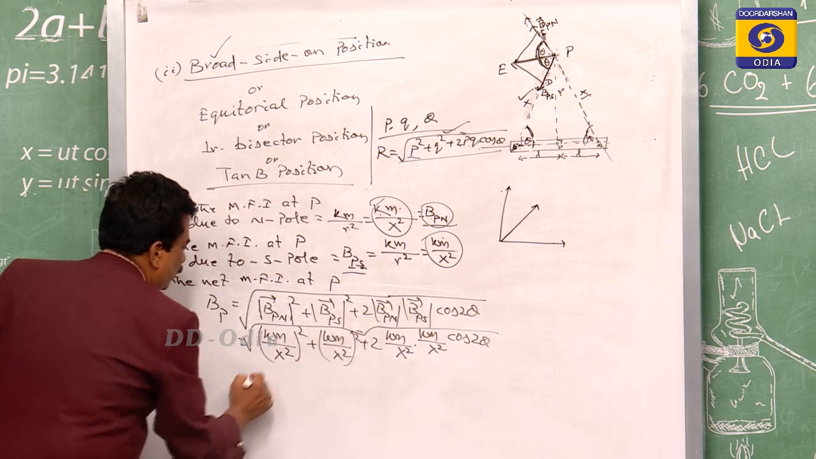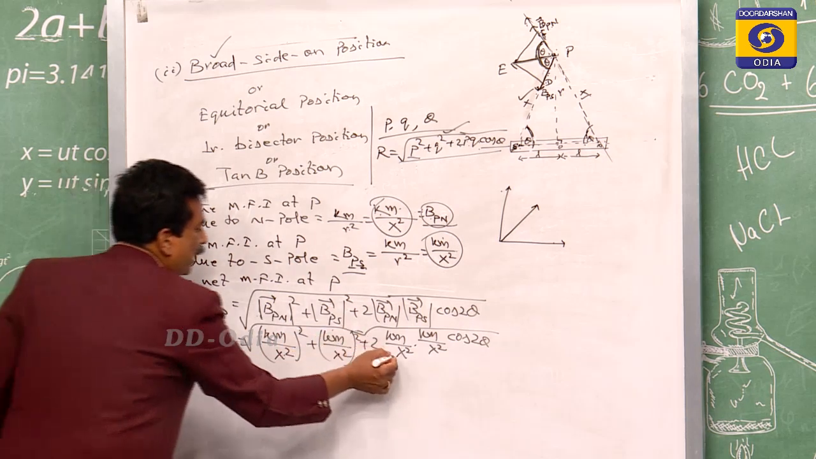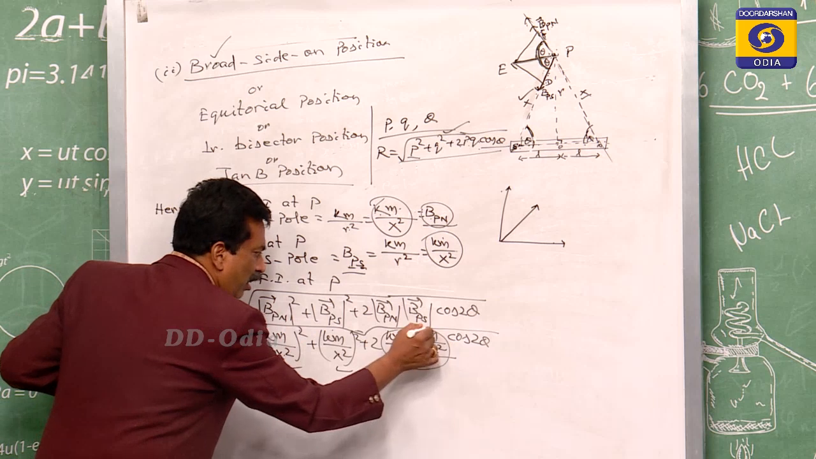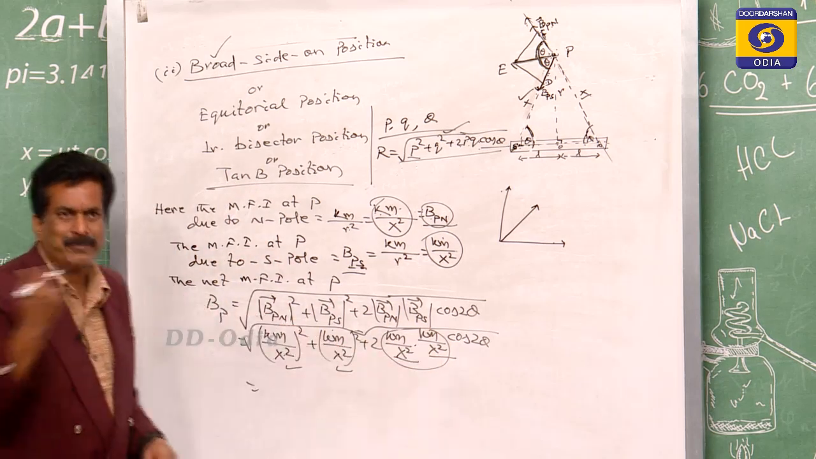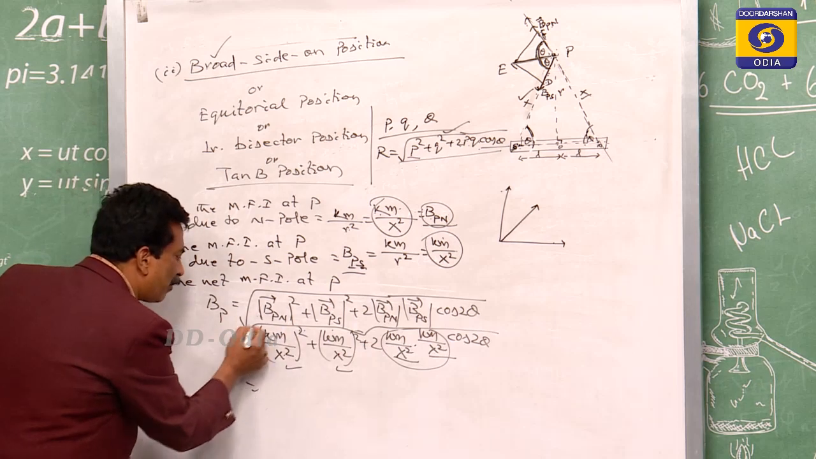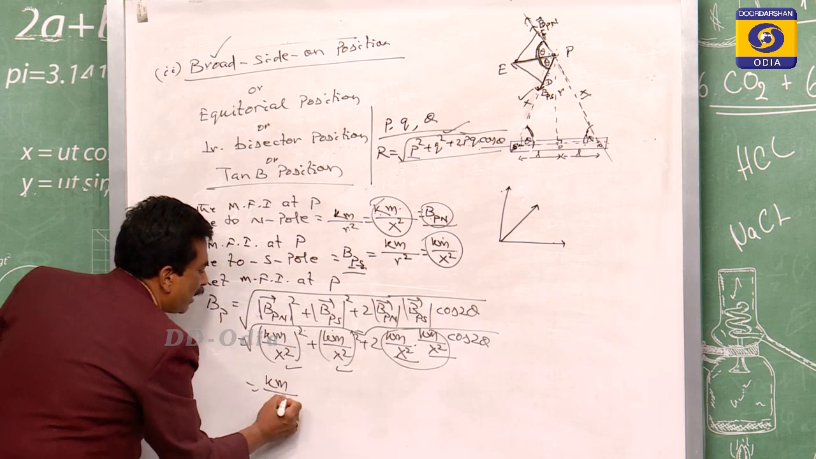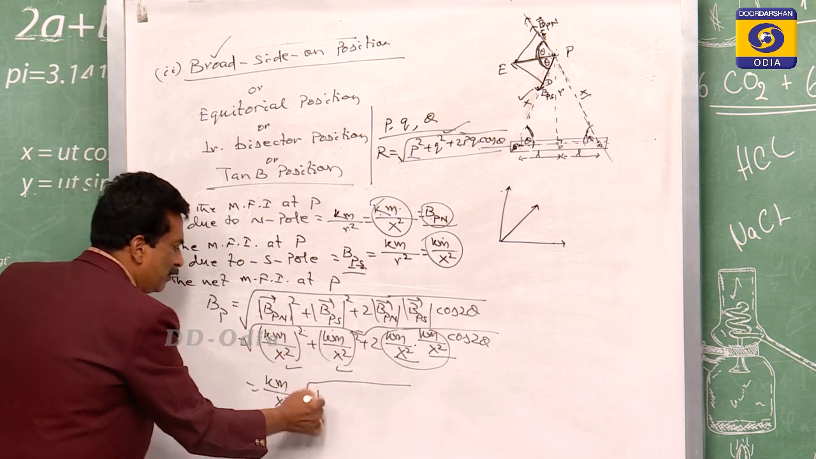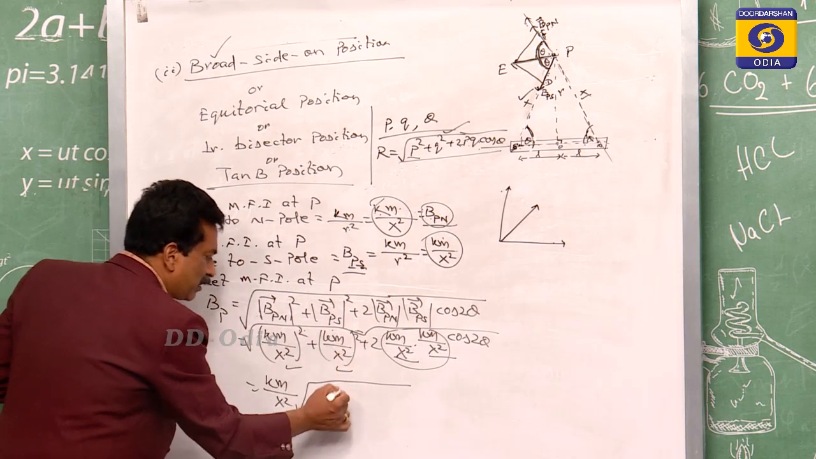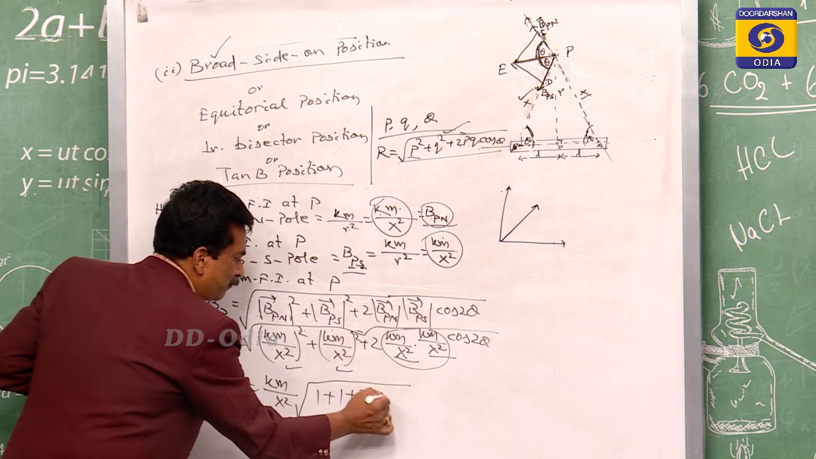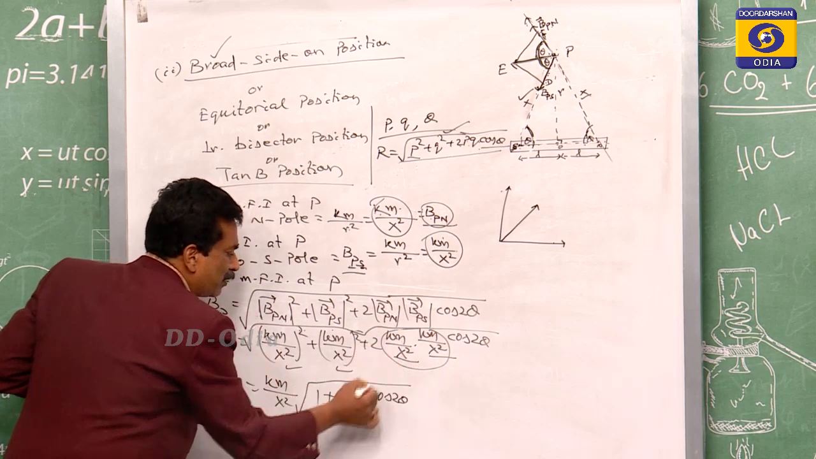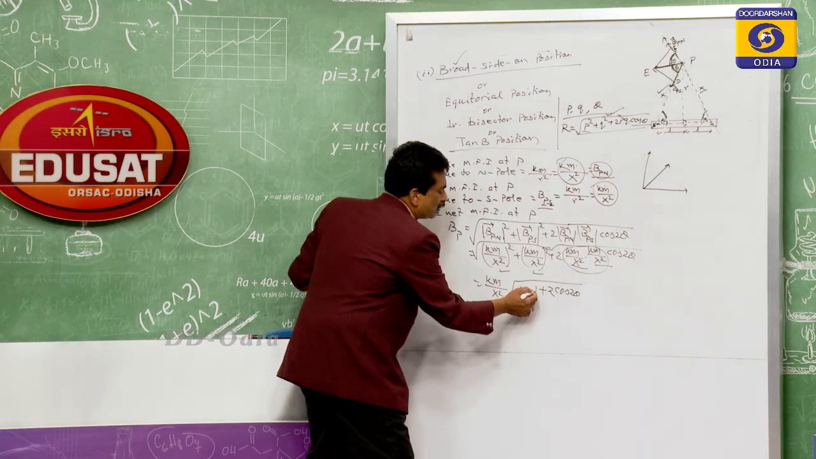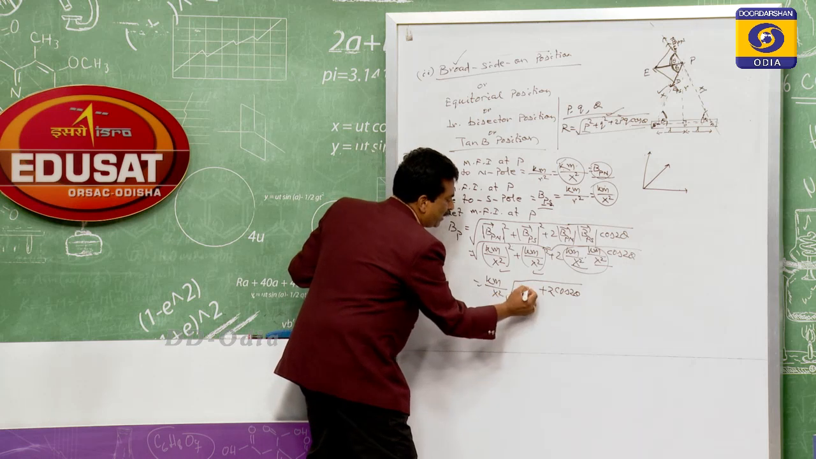So this is equal to the root of (Km by x square) whole square, plus (Km by x square) whole square, plus (Km by x square) multiplied by (Km by x square) times cos 2 theta. So this term and these two terms are all the same, so we take the whole square common out of the square root. Then the whole square comes out, and what remains under the root is 1 plus 1 plus 2 cos 2 theta. Since 1 is there, 2 into 1 is the same thing, so 1 plus 1 becomes 2.